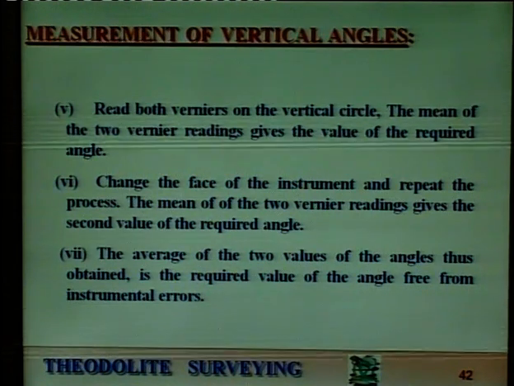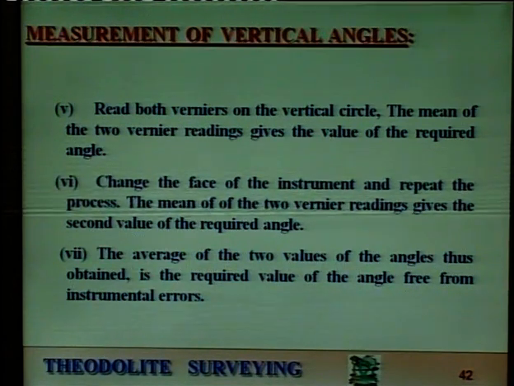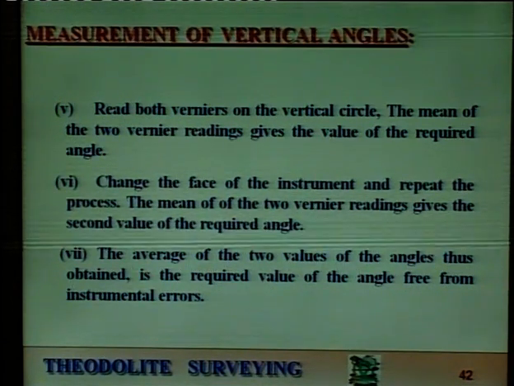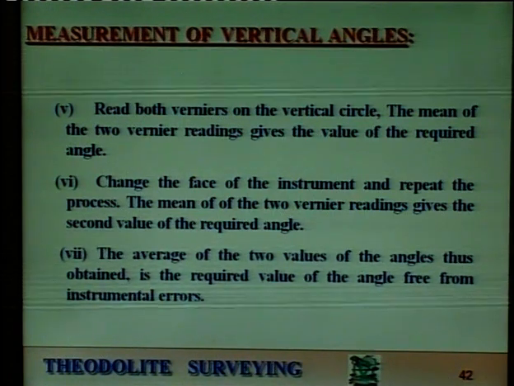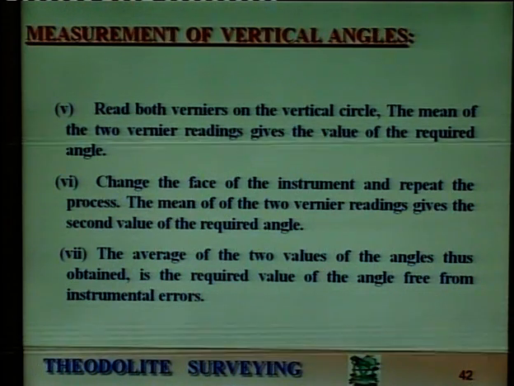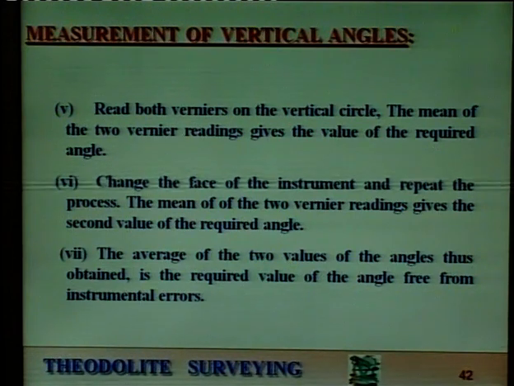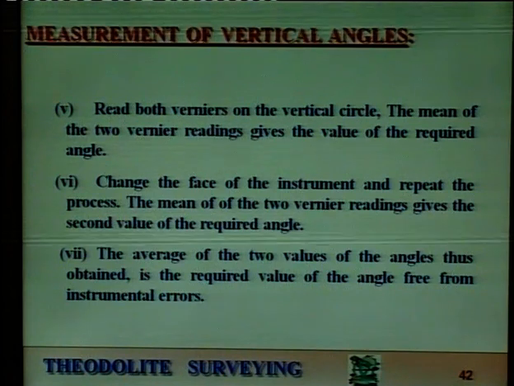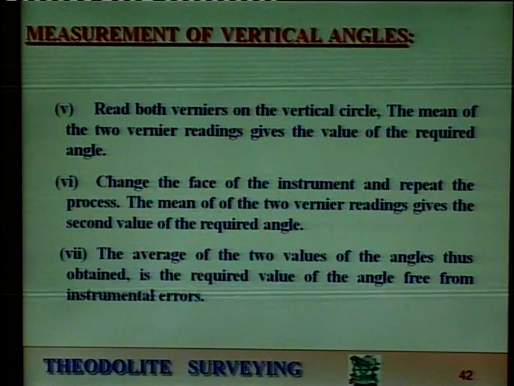So, please note that on the vertical circle, graduations are just like 0, 90, 0, 90. So, change the face of the instrument, first reading with the face left and second reading with the face right, and repeat the process. The mean of the two vernier readings gives the second value of the required angle. The average of the two values of the angles thus obtained is the required value of the angle, free from instrumental error.